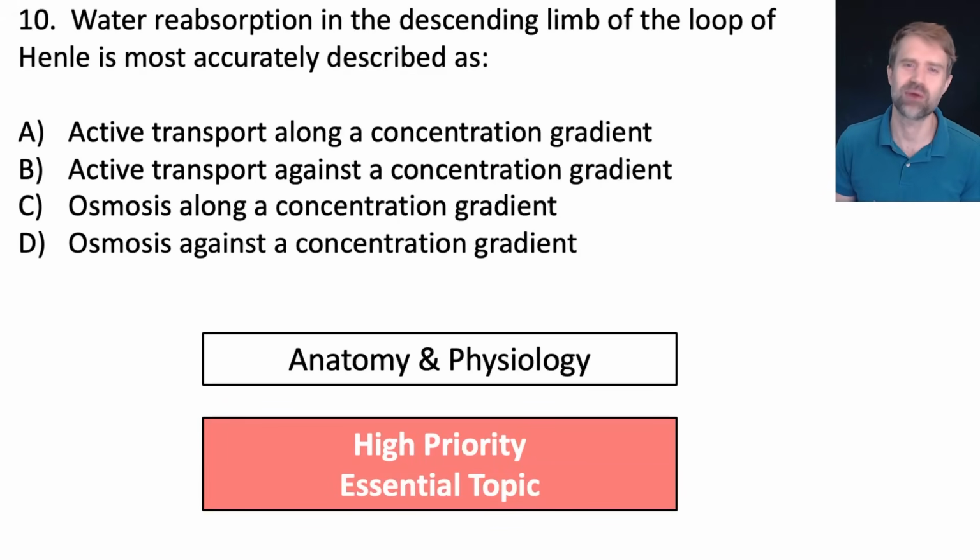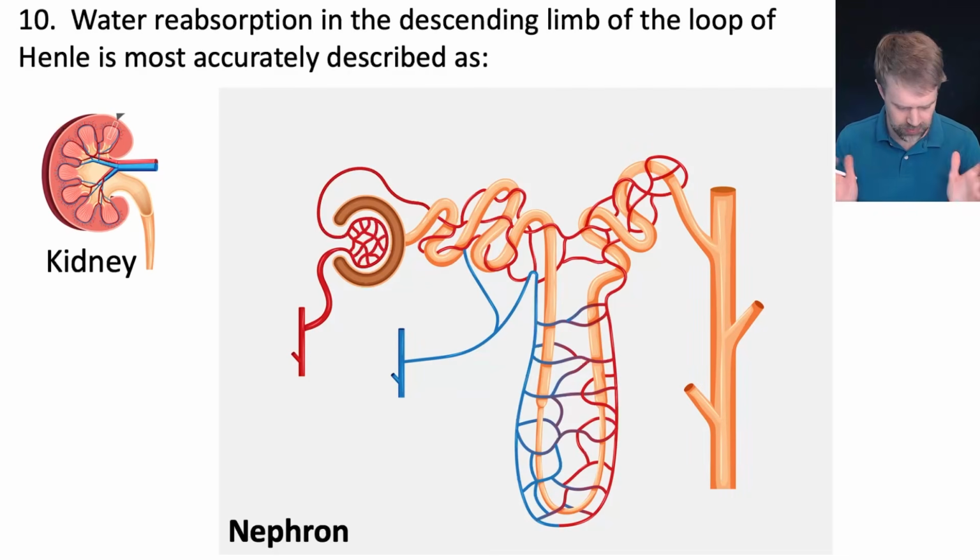Ooh, this is a high priority essential topic. We're talking about anatomy and physiology here, and we're talking about a number of things that are high priority, stuff like active transport, osmosis. We're also talking about kidney function. The loop of Henle is in the kidney, and this is fundamentally about how a kidney works. Super important you know this, so we're going to do a little bit of review.